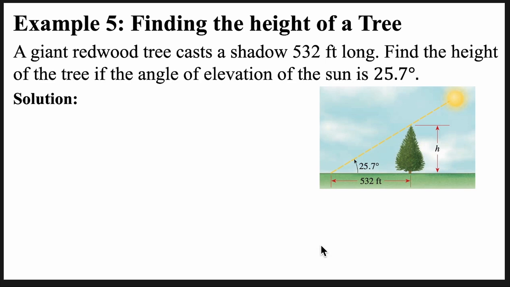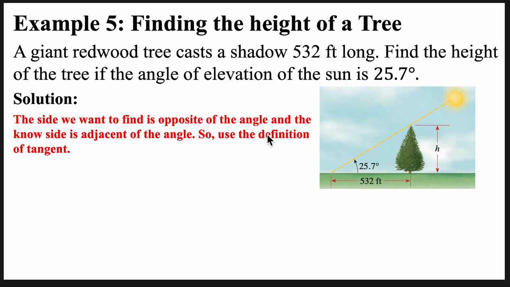Okay, this example, a giant redwood tree casts a shadow of 532 feet long. Find the height of the tree if the angle of elevation of the sun is 25.7. So the shadow, which is right here, is 532 feet. The angle of elevation, which is this angle, is 25.7. What is the height? Well, since the angle is right here, the known side is adjacent of the angle. And what we're trying to find is opposite of the angle. So that means the side that we want is the opposite, and the known side is adjacent of the angle. So we use the definition of tangent.